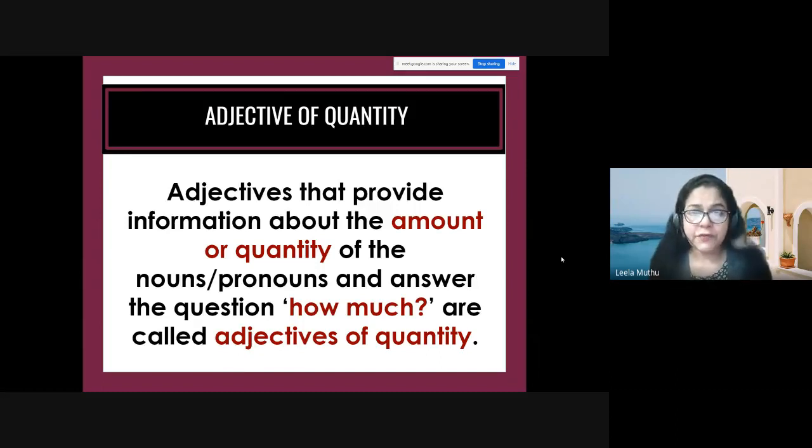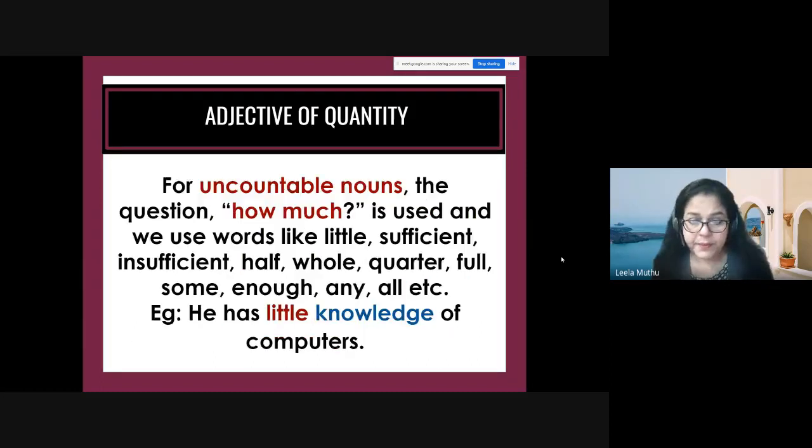In adjective of quantity, we are taking a noun. We want to know how much of the noun, something that is measured. It is not counted in numbers. It's measured by weight or by the quantity of how much is there. So we use the question how much, and these are adjectives which describe nouns by asking the question how much. These are adjectives of quantity, and they are used for uncountable nouns.